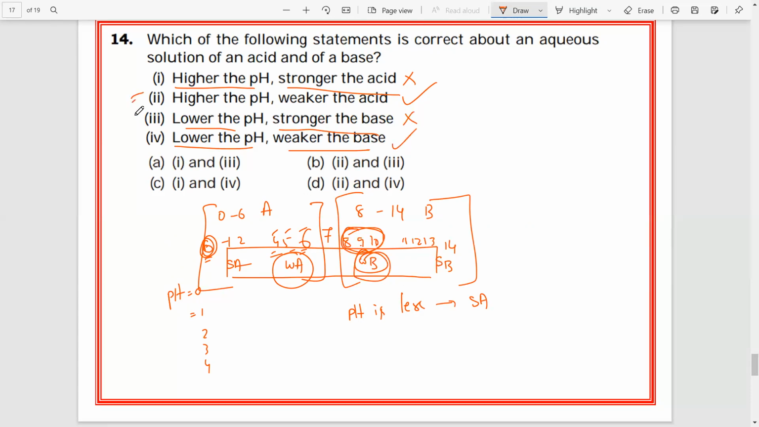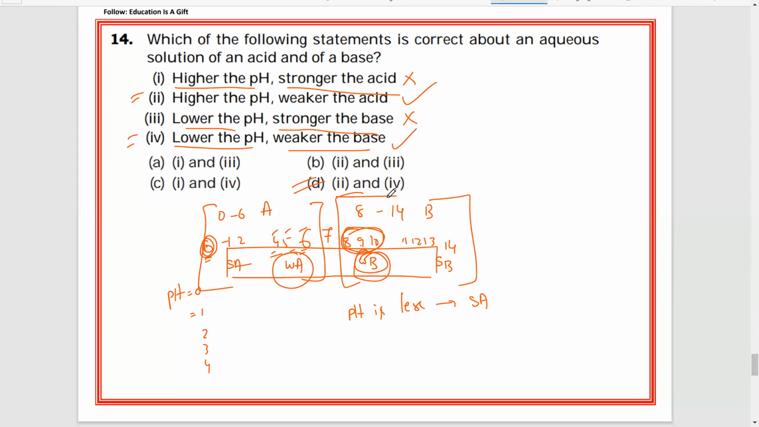So the answer will be 2 and 4. Can we find 2 and 4 here? Yes, D, we can find 2 and 4. So that is the correct option.